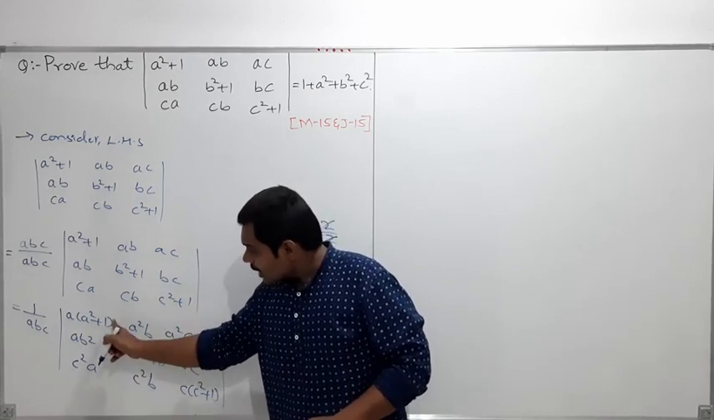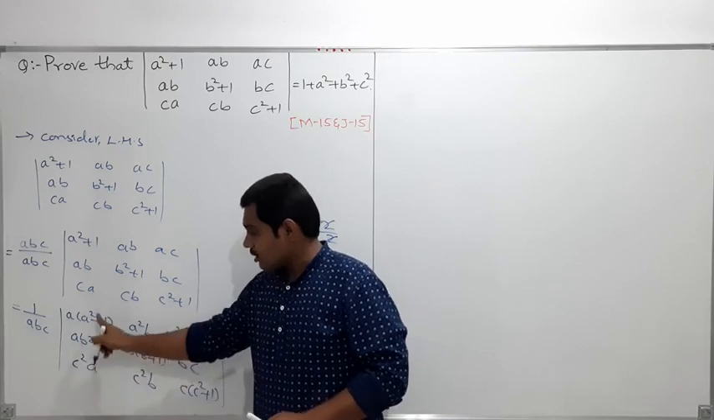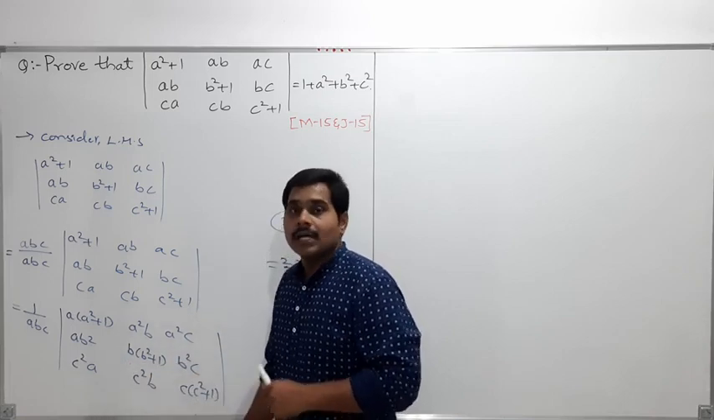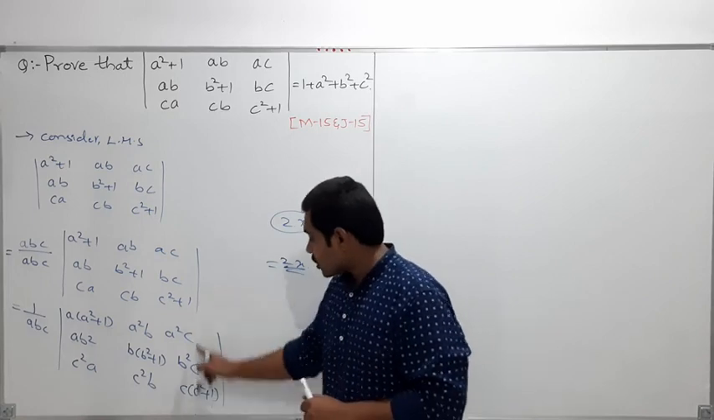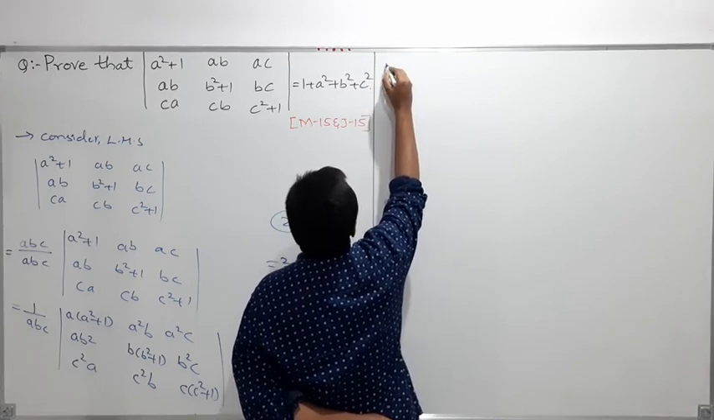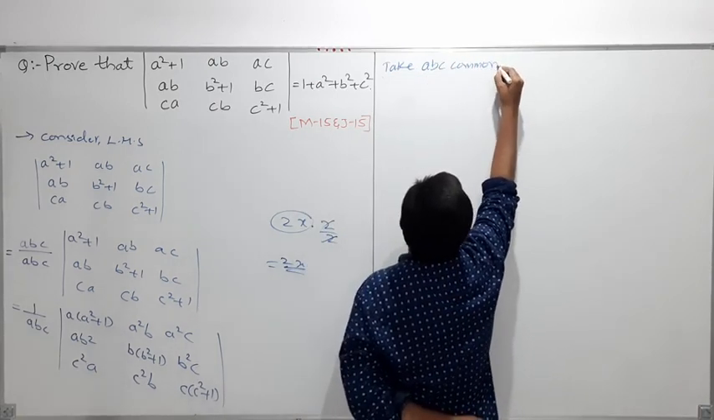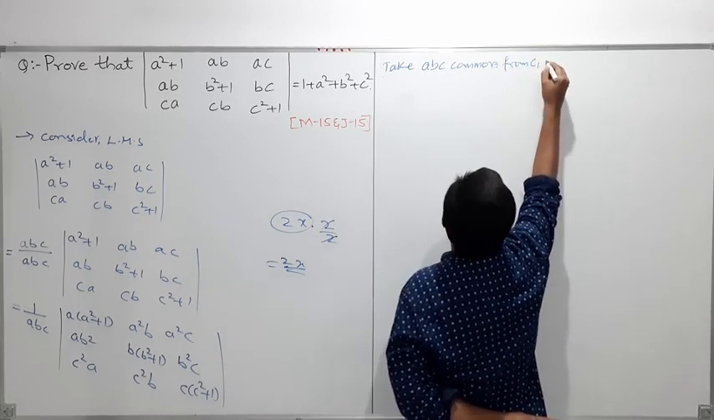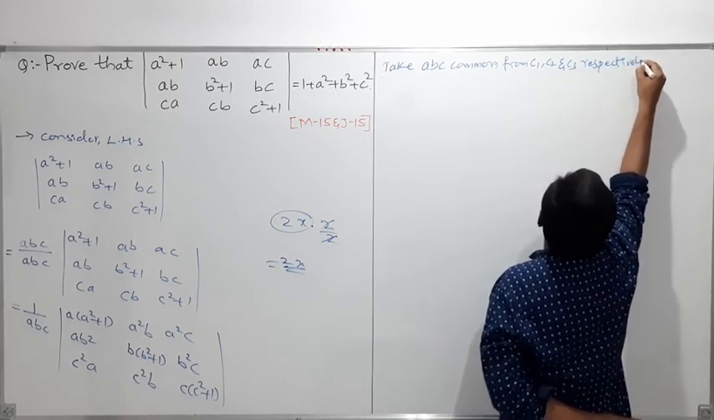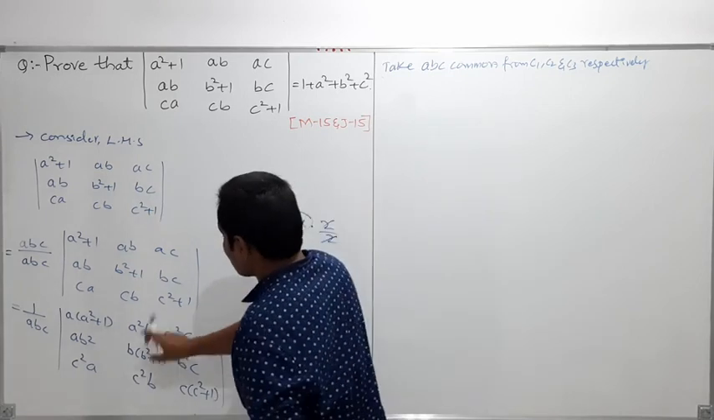Here in column 1, A is there, A is there, A is there. Therefore I will take A common from column 1. I can take B common from column 2, since here also B is there, B is there, B is there. It means from column 2 I can take B common, and from column 3 I can take C common. So I will take ABC common from column 1, column 2 and column 3 respectively.